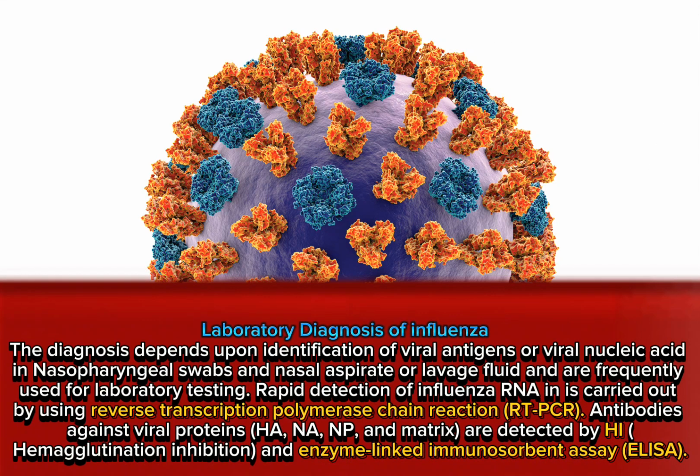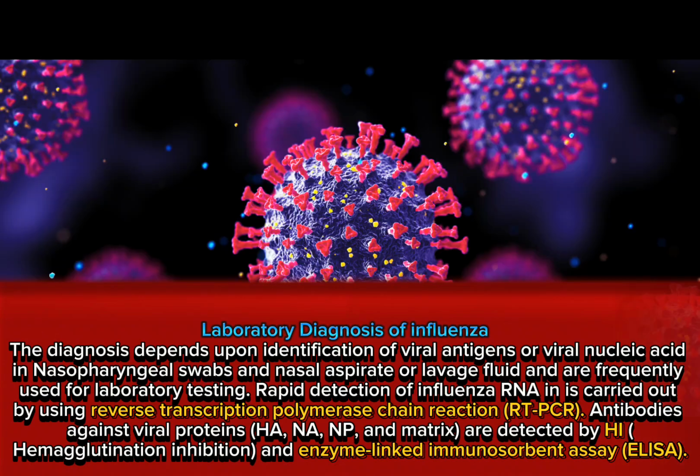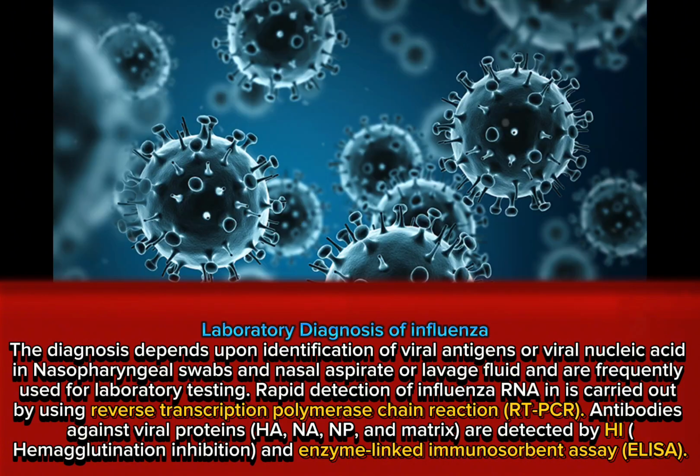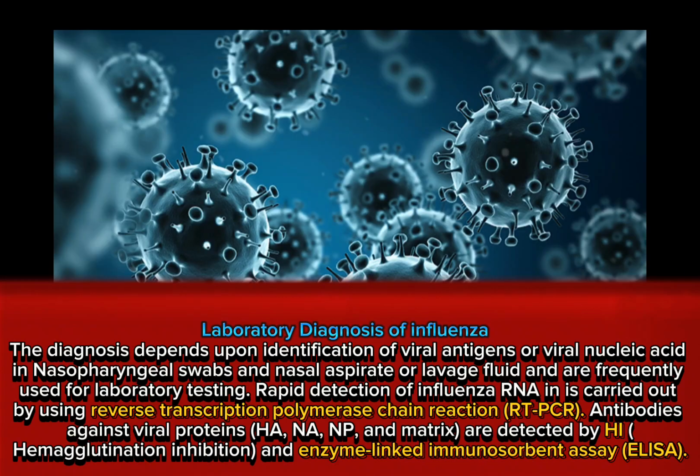Laboratory diagnosis of influenza. The diagnosis depends upon identification of viral antigens or viral nucleic acid in nasopharyngeal swabs and nasal aspirate or lavage fluid, which are frequently used for laboratory testing. Rapid detection of influenza nucleic acid is carried out by using reverse transcription polymerase chain reaction (RT-PCR). Antibodies against viral proteins HA, NA, NP, and matrix are detected by hemagglutination inhibition and enzyme-linked immunosorbent assay (ELISA).